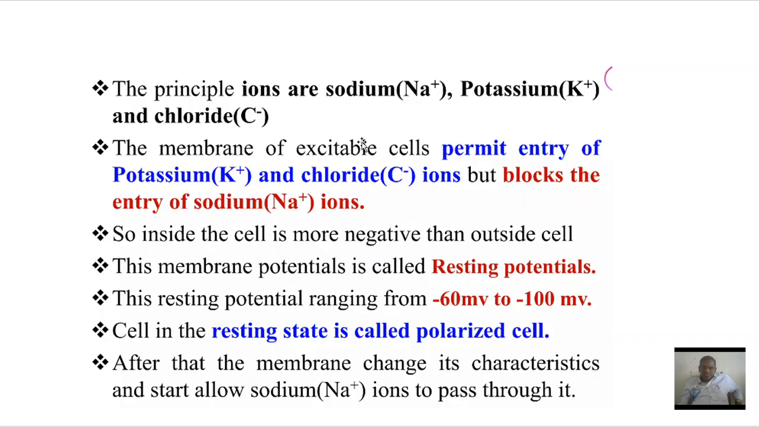Okay, sodium, potassium, chloride. The membrane of an excitable cell permits entry of potassium and chloride ions but blocks the entry of sodium ions. So the inside of the cell is more negative than the outside. Whatever I have explained, the same thing is explained here in words. This membrane potential is called the resting potential. The resting potential ranges from minus 60 millivolt to minus 70 millivolt. A cell in resting state is called a polarized cell. Then the membrane changes its characteristics and starts to allow sodium ions to pass through it.